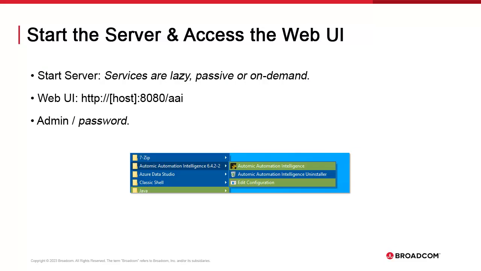As an added bonus, you can also start the server. The procedure is as follows. First, navigate to the root of the install folder and run the server executable. You can also use the shortcut in the start menu. Server start takes a few minutes. Wait until you see the string services are lazy, passive, or on demand. Then, in the browser, enter the URL hostname on port 8080 and the AAI web app.